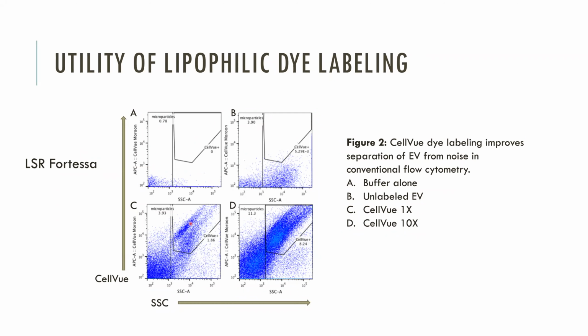Once we've added the fluorescence, however, we can pull the EV away from the noise in two different directions, and that in and of itself is going to allow us to be able to more easily identify these. So you can see that depending on the titration of the dye, we're getting either less or more dye positive EVs in this prep.